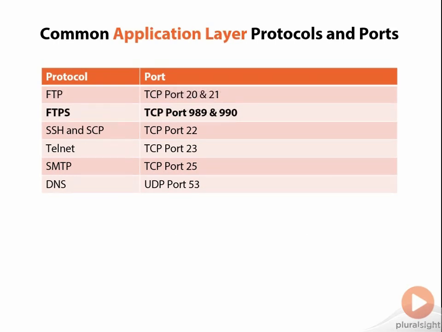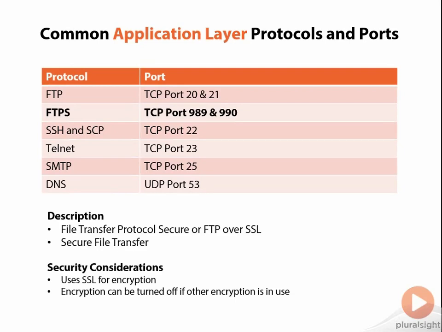The next one is FTPS, and that stands for File Transfer Protocol Secure, or FTP over SSL, depending on where you read. FTPS operates on TCP ports 989 and 990. Just like FTP, of the 2 ports, one is for data and one is for control messages. Again, it's a secure file transfer method. It uses SSL, or Secure Sockets Layer, for encryption. Now, encryption can be turned off if another encryption method is in use. In other words, if we're using IPsec or some other method to secure our communication from client to server, then you may not need the encryption component of FTPS, so that can be turned off.